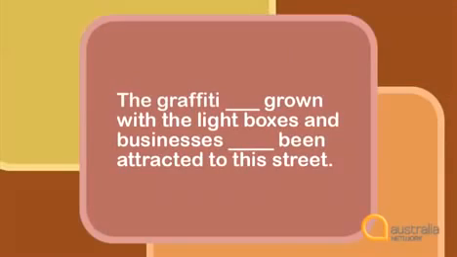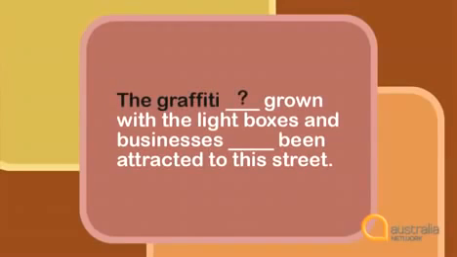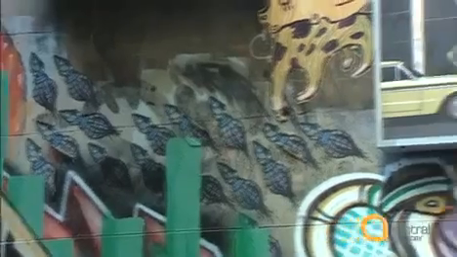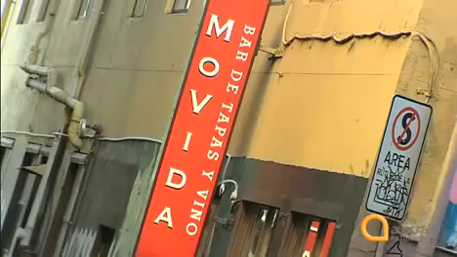Take a look at this sentence. After the graffiti, do you use have or has? And what about after businesses? Listen. The graffiti has grown with the light boxes, and then businesses have been attracted to this street and other streets.